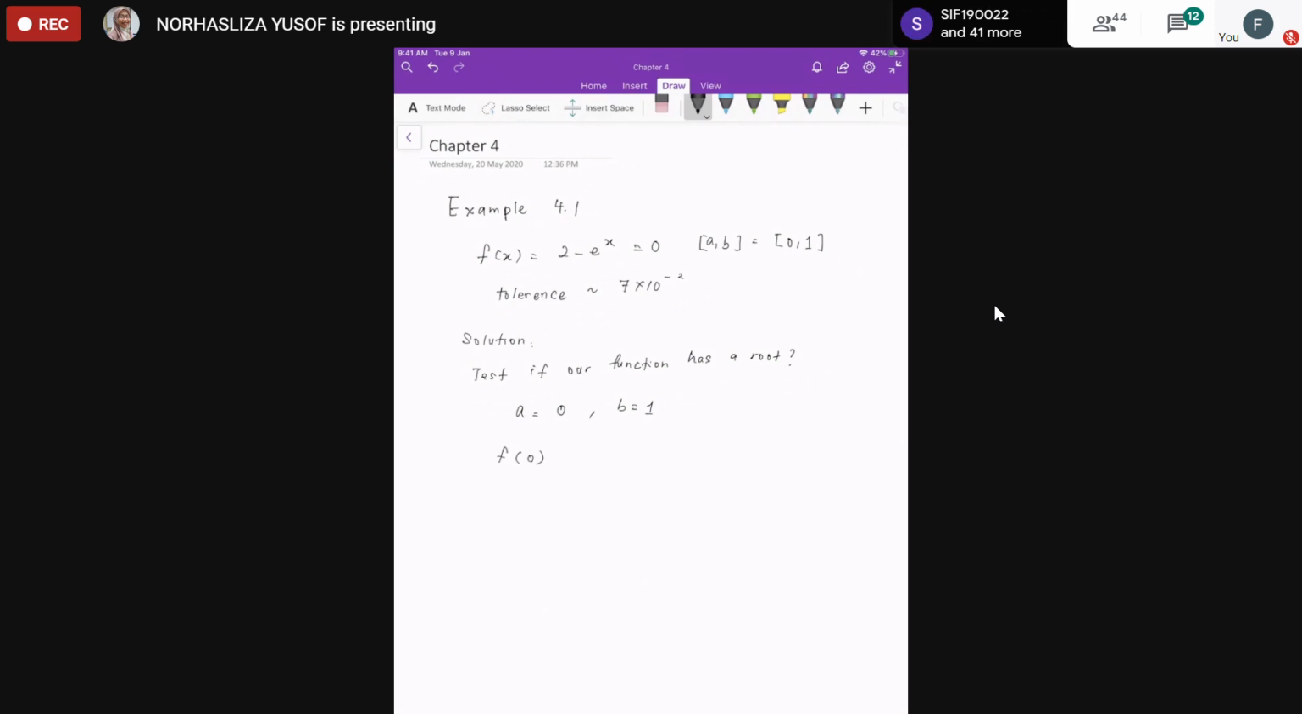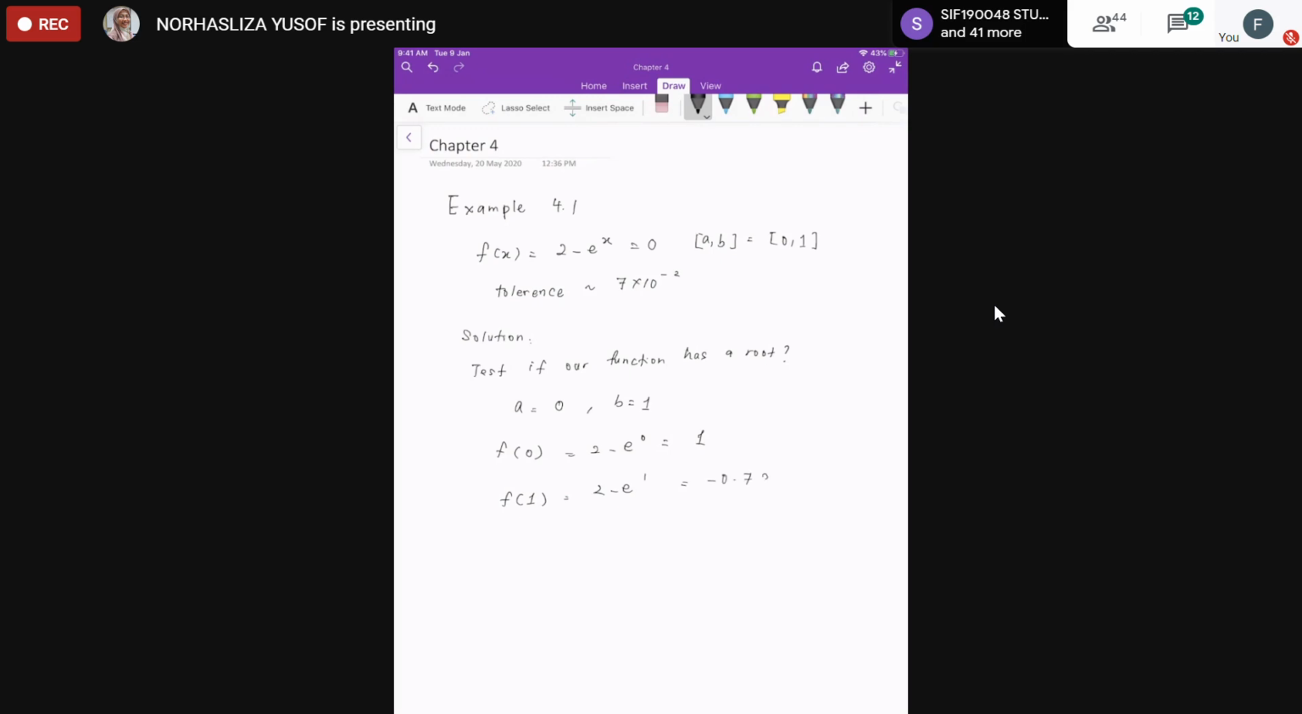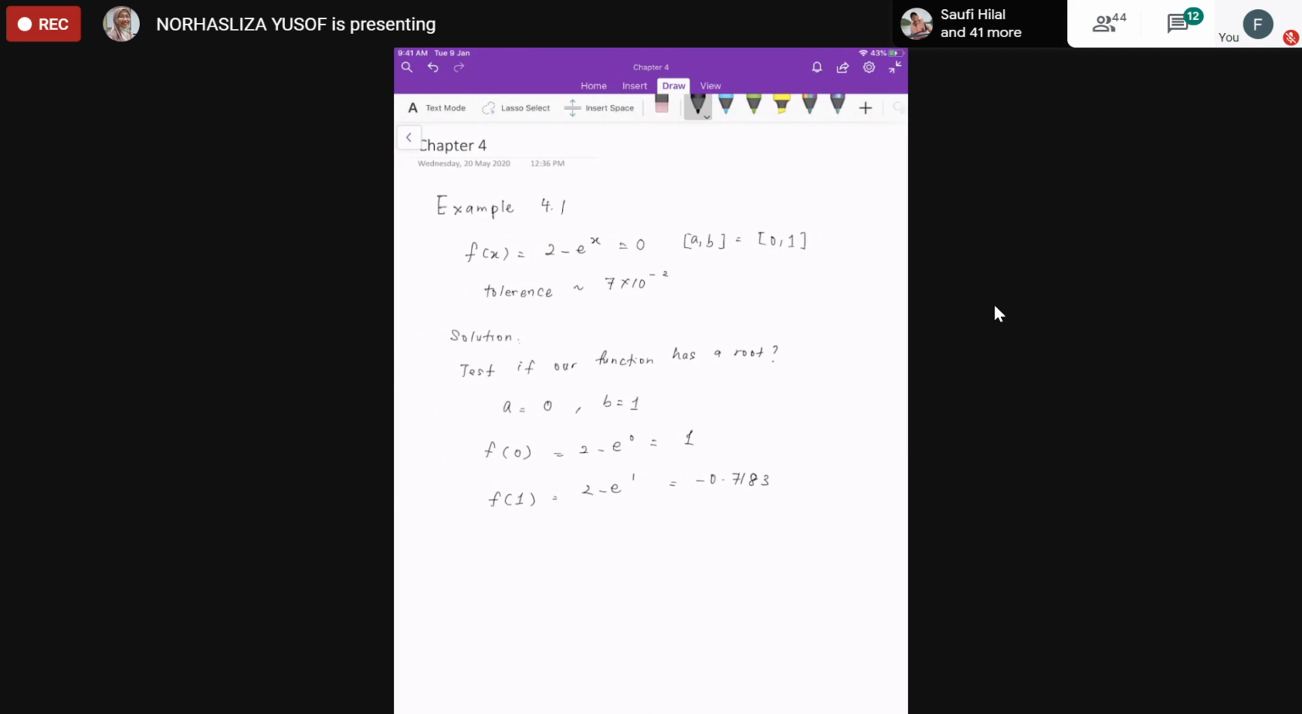Okay, you plug in. It's just 2 minus exponential 0, you get 1, right? And then for 1, which is 2 minus exponential 1, you get minus 0.7183. Okay, so this is how you test the root. So how do you know there is a root in this interval? What is our condition? Our condition is that f(0) times f(1) must be less than 0.